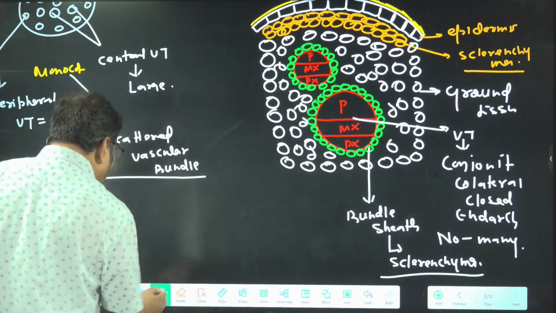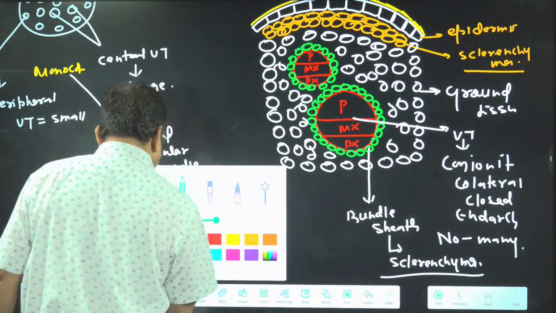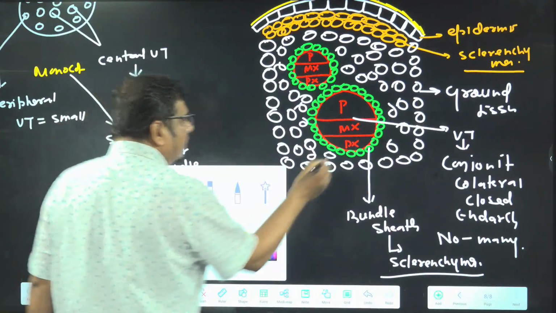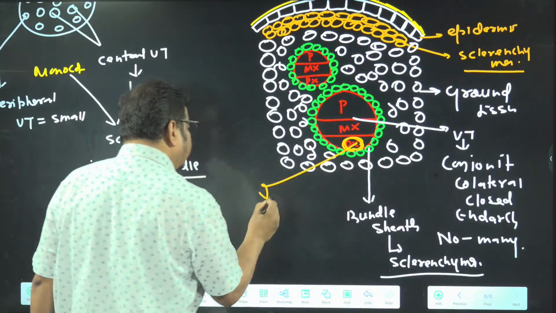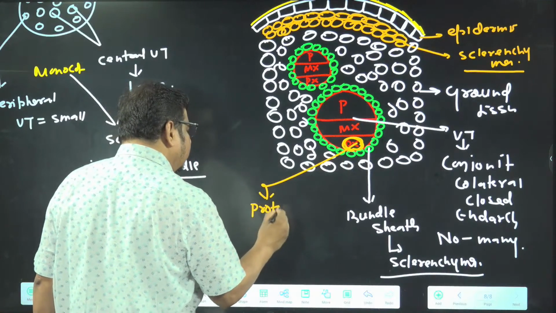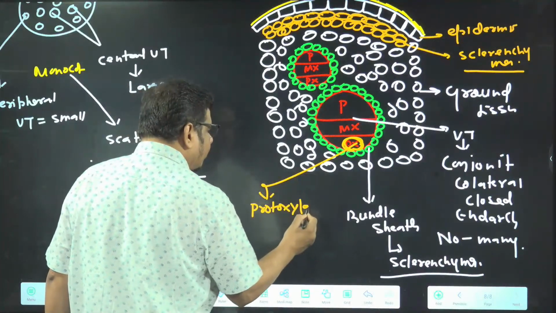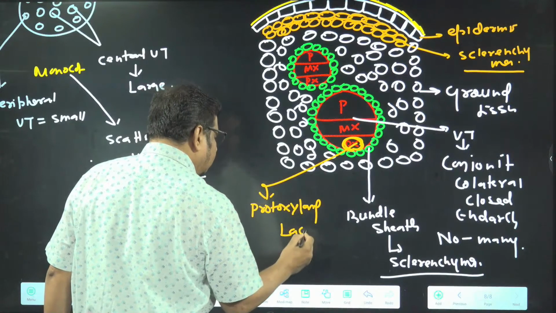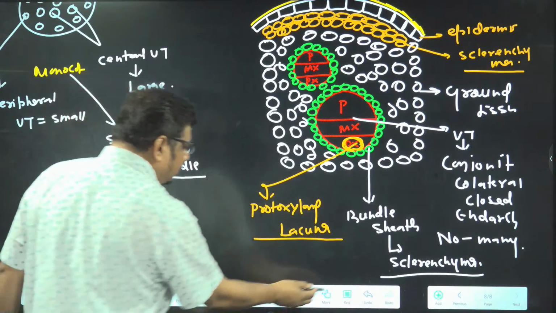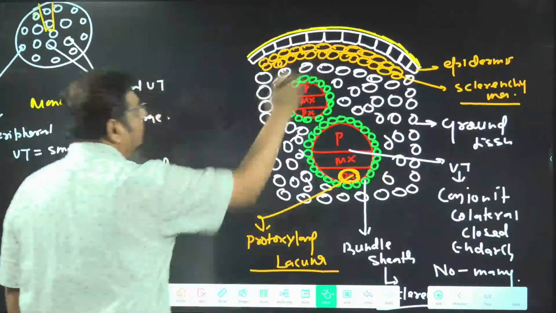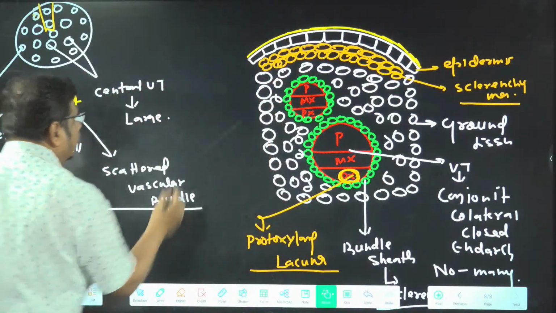Now what you find in vascular tissue is that some of the protoxylem gets damaged and a cavity forms. That is called protoxylem lacuna. Protoxylem lacuna. Getting the things or not? So this is about the TS of which one? Monocot stem.